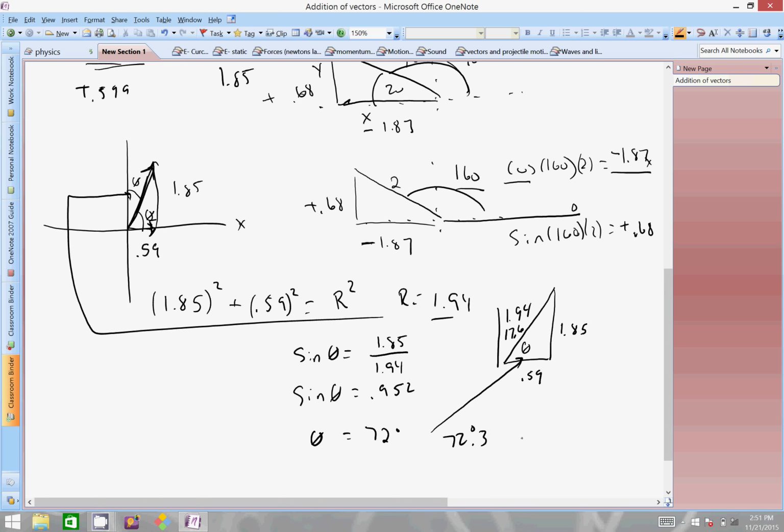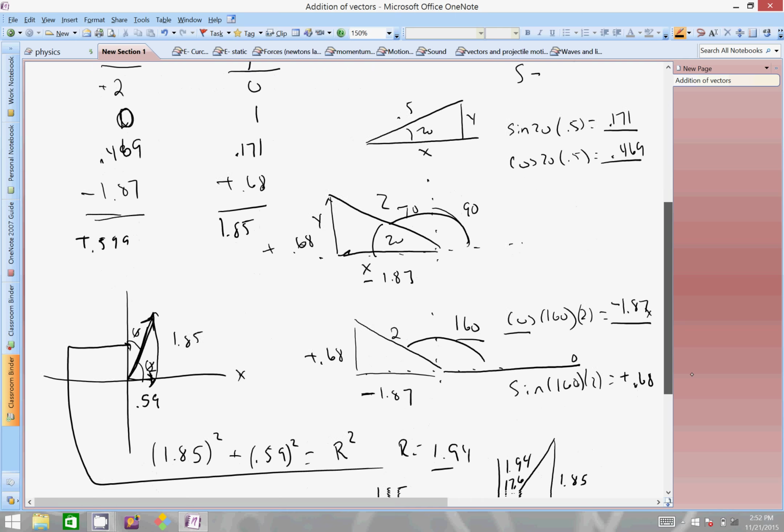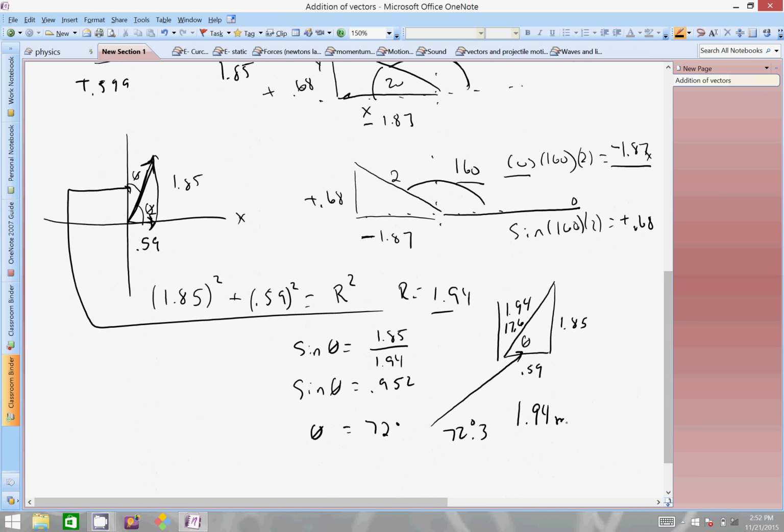So this thing has a magnitude of 1.94 units of length, and it gave it as miles. Okay, and then I want to give the direction as either being 17.6 degrees, and that would be east of the north point, or it would be 72.3 degrees north of the east point. And those are my two answers.